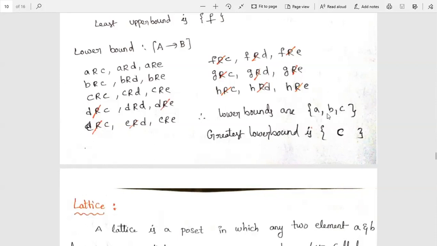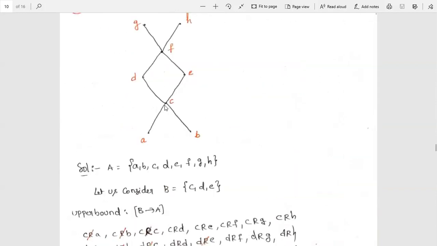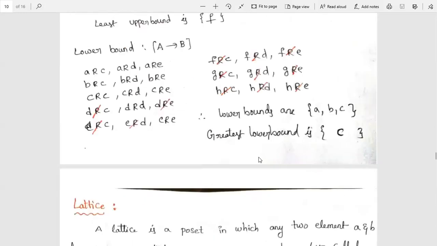Okay. So A, B, C. Among these lower bounds, we have to find the greatest lower bound. Which one is the greatest lower bound of these three, which are lower bounds of the set A? C. C is nearer to the remaining elements of A, so C is the greatest lower bound of the set A. So this is how we check the lower bound, upper bound, least upper bound and greatest lower bound of a given Hasse diagram or poset.